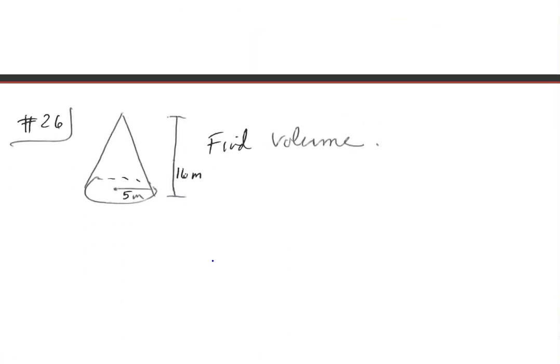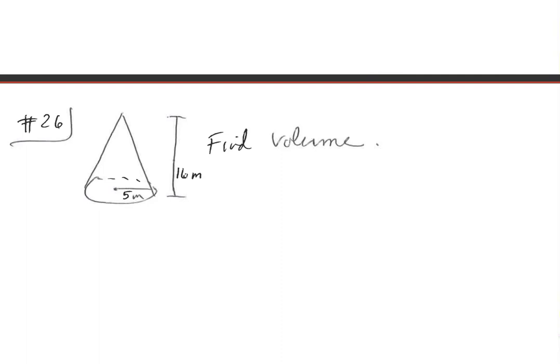Let's try another example. This one is asking us to find the volume, and we have a cone given in a diagram. A cone is just like an ice cream cone, pointed on one side and open and circular on the other. But this cone is flipped upside down, so the point is on top.